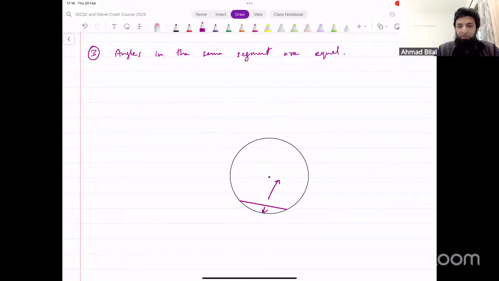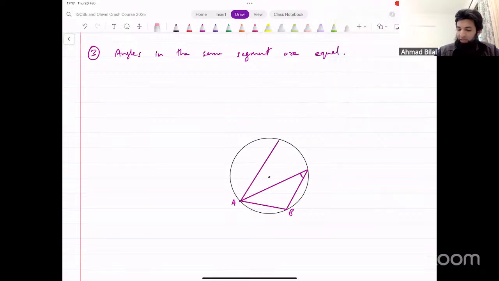Now, which angles are we talking about? Angle made on the circumference by a chord. For example, this is the chord. Let's label this something. Let's say this is A, this is B. This chord AB is making this angle at the circumference.